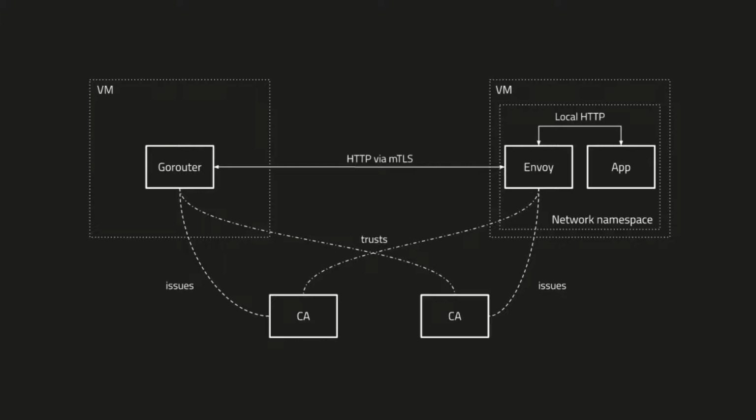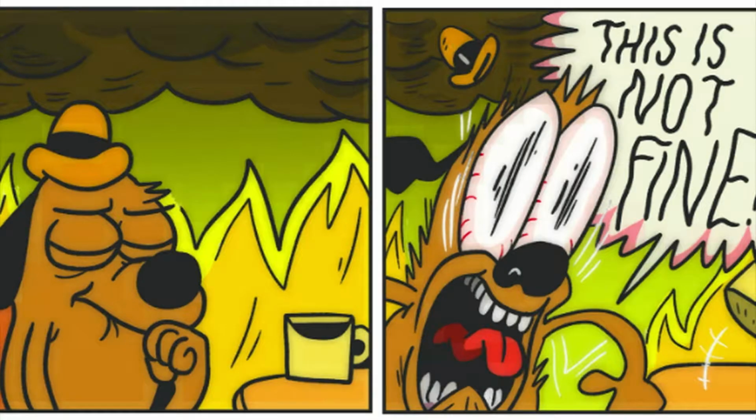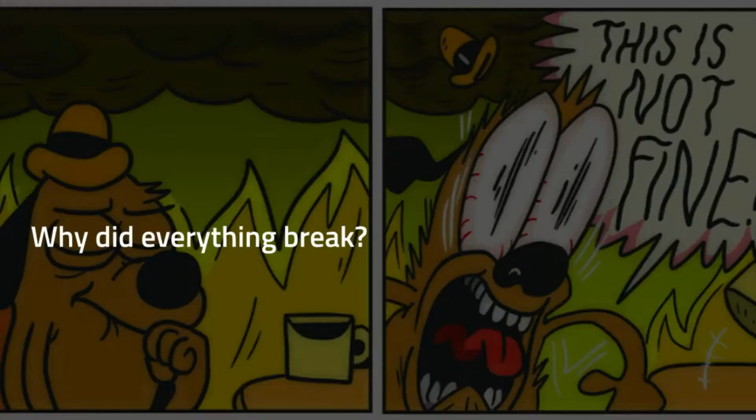To use our earlier example of GoRouter and Envoy, this is what happened during our incident. GoRouter was not able to trust Envoy, and Envoy was not able to trust GoRouter, because the relationship between the CA and the issuing certificate was broken. This was happening between every single component across the platform for which the certificates had been rotated. This was not a particularly good situation to be in. So why did everything break?